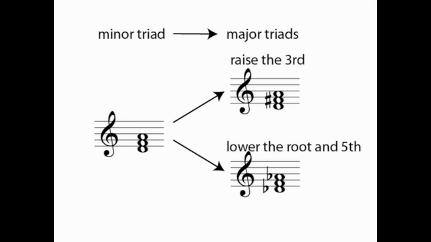Likewise, we could start with a minor triad and we can raise the third. So here's a D minor triad, and we raise the third to F sharp from F, D minor, D major. Another way of doing the same thing, we take the third and fifth and we move those. This time, since we're starting with a minor triad, we're going to lower the root and fifth to make it into a major triad. D minor, D flat major.